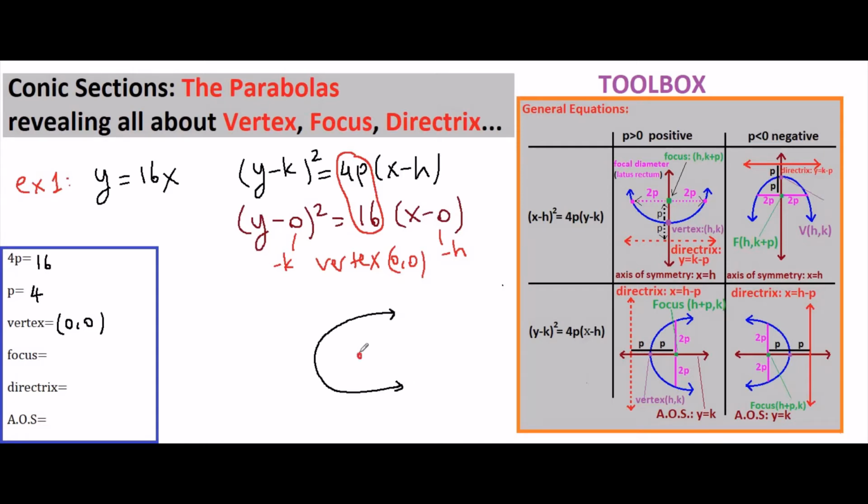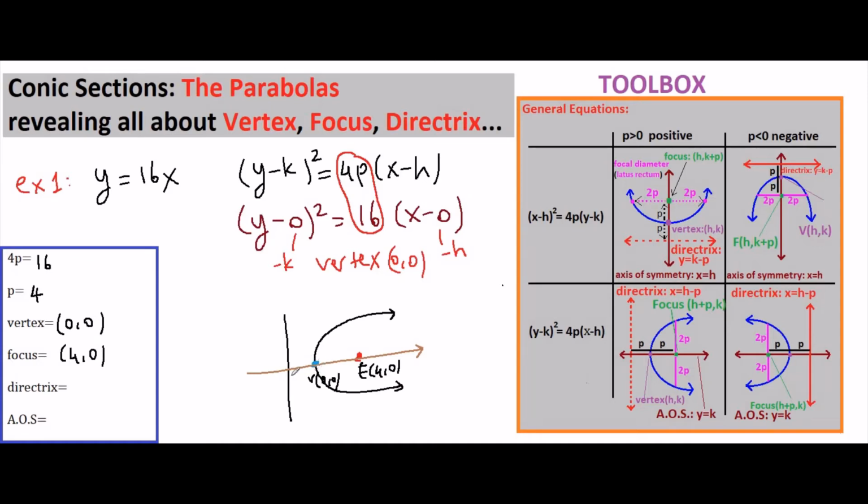Our focus is here, roughly. Our vertex is here. This is our directrix, and this is our axis of symmetry. Our vertex is 0 comma 0. Our focus is p units away from vertex, which is 4 units to the right. If we go 4 units to the right, our focus will be 4 comma 0. So our focus is 4 comma 0.